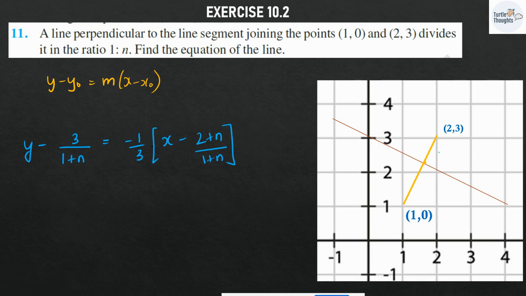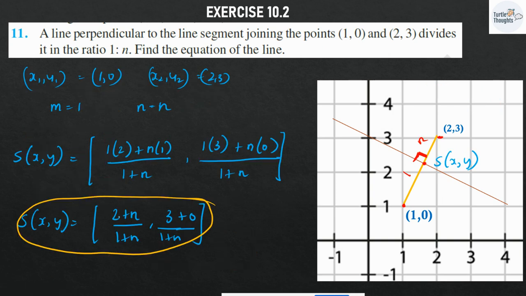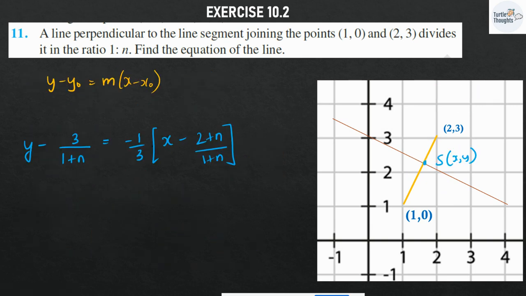What is your x naught and y naught? X naught and y naught is nothing but s, which is x comma y. What is this point we have got? We have got this point as 2 plus n divided by 1 plus n and 3 divided by 1 plus n. So I have substituted the same thing over here. Now I need to solve the same in order to get the answer.